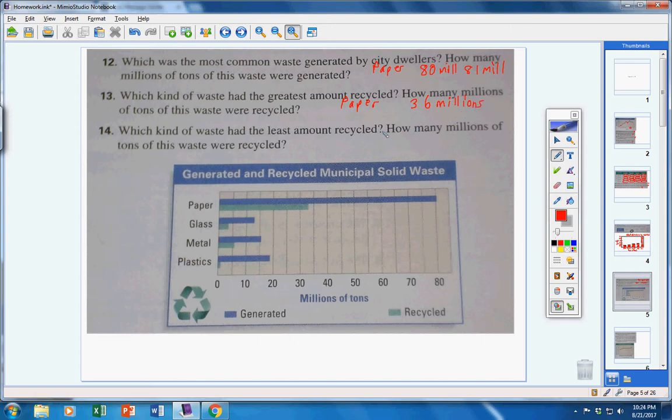36 million tons. Now, which kind of waste had the least amount recycled? Well, green is recycled. That would be plastics. So plastics had the least amount recycled. How many millions of tons of this waste were recycled? Well, it looks like it's barely about 1 million. So I'm just going to put 1 million. That's an estimation. Okay. That's it, guys. Pretty simple.